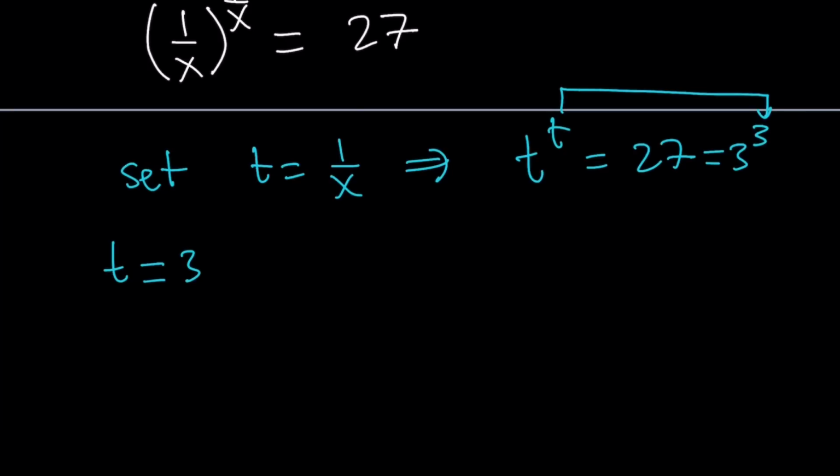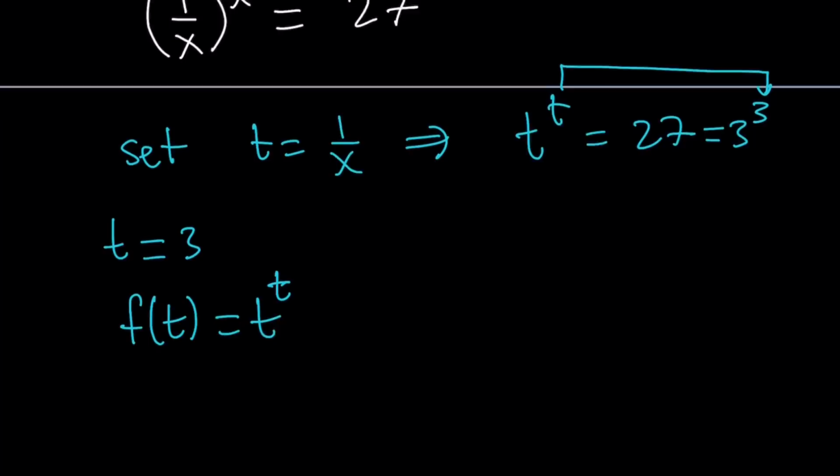But does that guarantee that there's only one solution? In other words, we have a function. Let's go ahead and define it as f of t equals t to the t. Is this always increasing or decreasing? Let's go ahead and check it out.